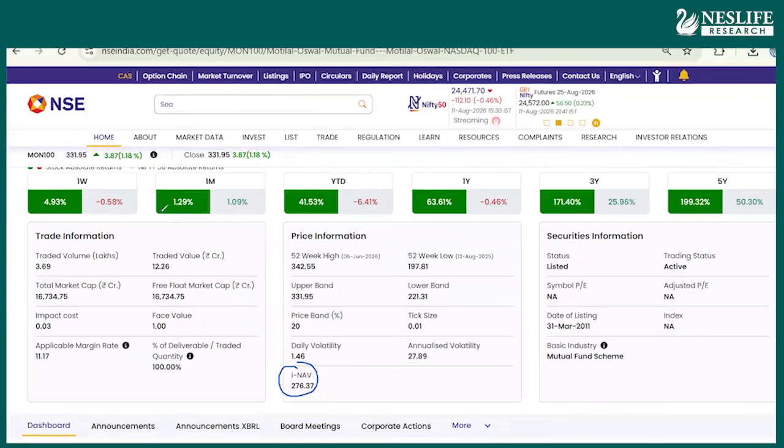And the current market price is 333. It means how much extra? 53 rupees extra. That means this is the real value or current value based on the asset price, and this is the market price. People are ready to buy at a higher price. This is called a premium.